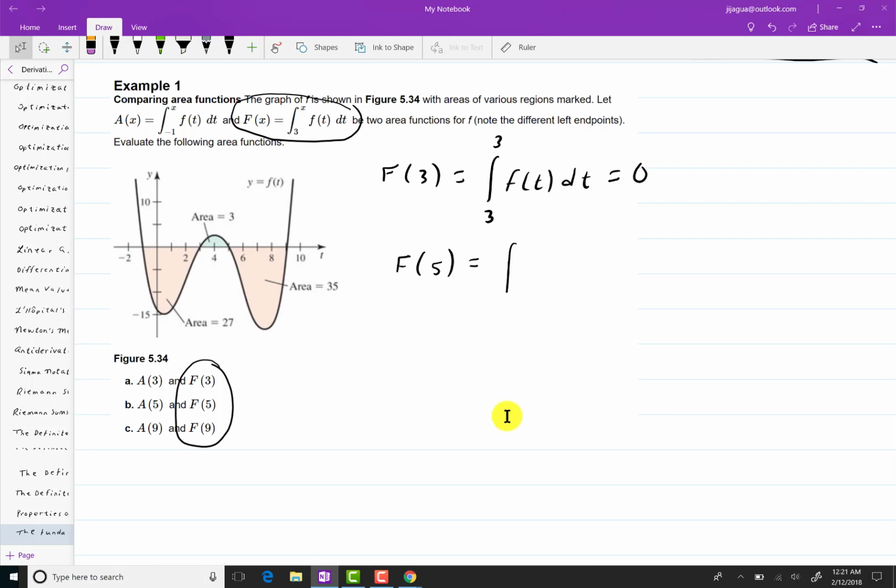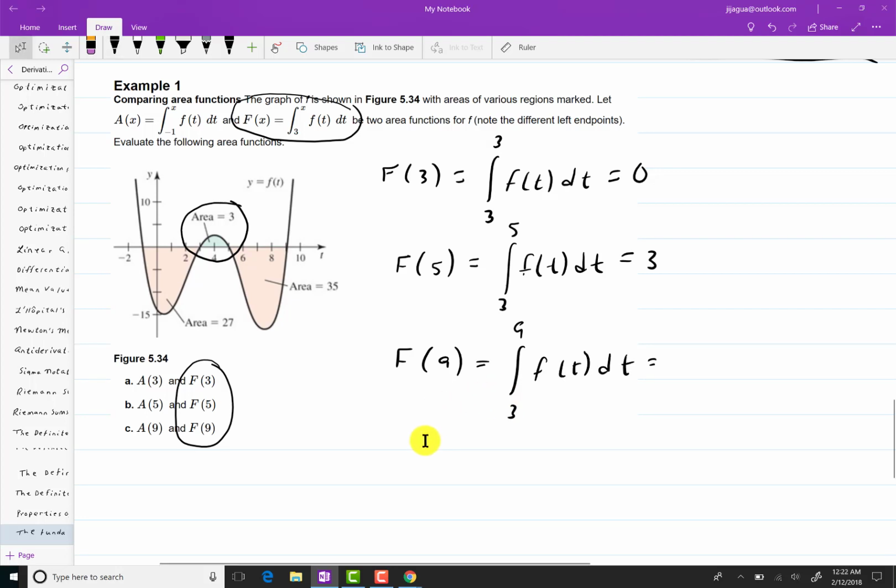F of 5 is the integral from 3 to 5 of f of t dt. Now the 3 to 5 is in this area here, and we're told the area equals 3. And then f of 9, that's the integral from 3 to 9 of f of t dt. And that equals, so if I go from 3 to 9, I'm starting here and ending here. So I've got positive and negative area. So I'll take 3 minus 35.